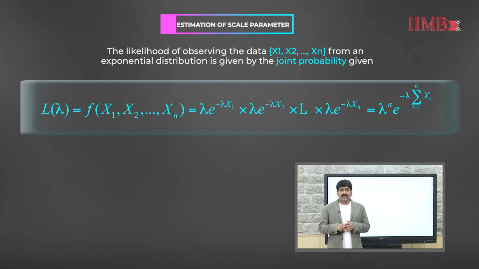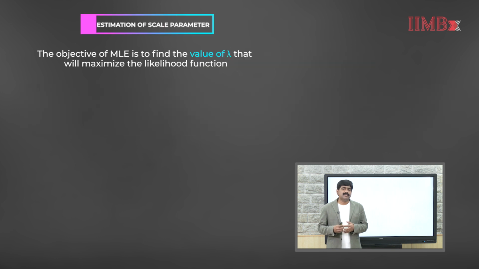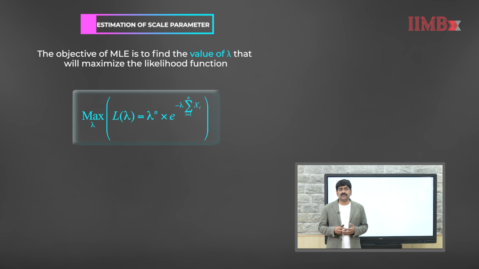So, that is the likelihood function, which is the same as the joint probability of observing the data x1, x2 up to xn. And here the probability density function follows an exponential distribution. In this equation, we assume that the events x1, x2 are independent. The objective of the MLE is to find the lambda that will maximize the likelihood function given in this equation.